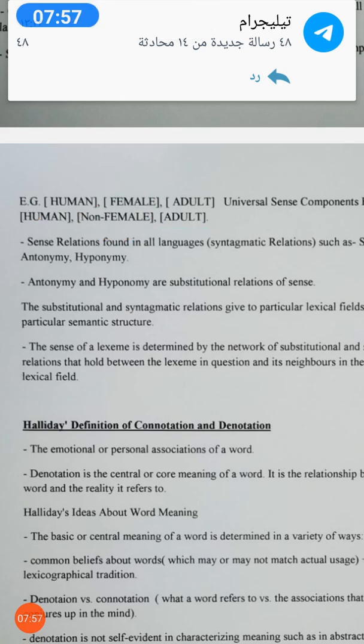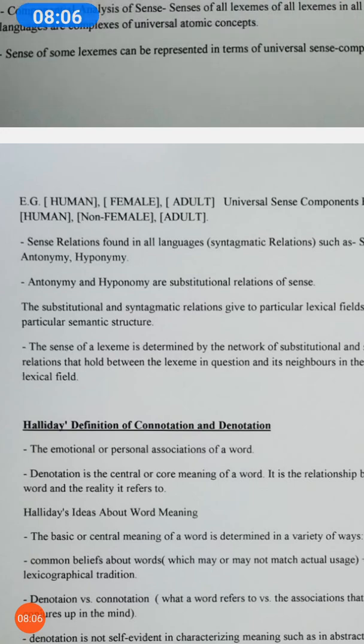Other ideas advocated by John Lyons with reference to lexical relations or semantic relations: he says that sense relations found in all languages represent syntagmatic relations such as synonymy, antonymy, and hyponymy. For example, antonymy and hyponymy, which are two types of semantic relations, are considered substitutional relations of sense.